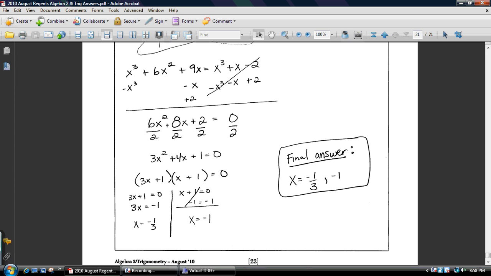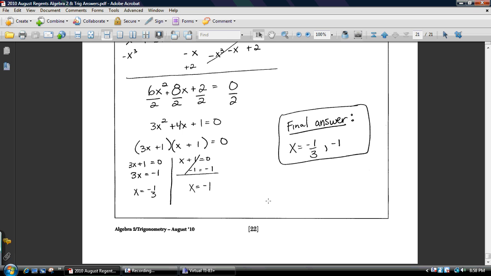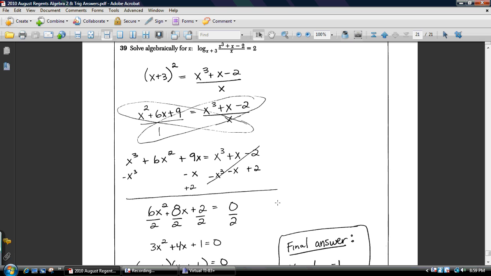I factor this. There's lots of different ways you could attempt to factor this. You could use the AC method. You could use lots of stuff. But I just said to myself, you know what? There's only one way to get 3x squared. That's 3x and x. There's only one way to get a positive 1 and a positive 4x. That's with 1 and 1. And so I just tried it out and kind of did the guess and check method. Set these two quantities equal to 0. Solve. And there's my final answer. And that's it for August 2010, the Algebra 2 Trigonometry Regents.